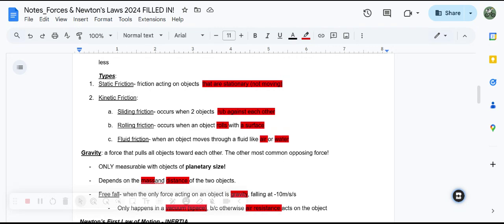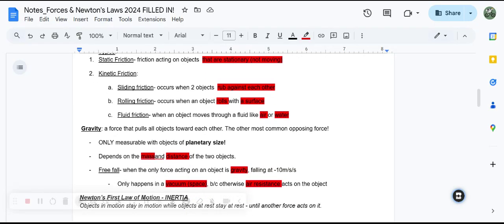So air resistance is a type of friction. If you have a boat and you're calculating the resistance that that boat has, and you can get more, not aerodynamic, but water dynamic boats, right? Boats that slice through the water more efficiently. That is another type of fluid friction.